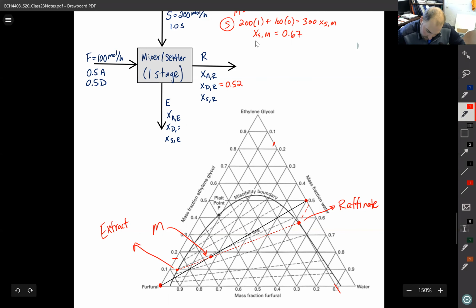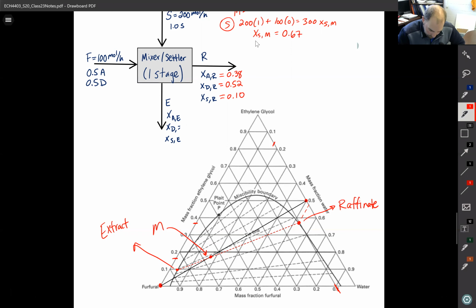The solvent, the furfural, is about 10%, 0.10. And then the ethylene glycol is just 100 or 1 minus the sum of these two. So 0.38 is what I get. And then I could just double check, make sure that's about 0.38. So I'm reasonably confident that I did that correctly.